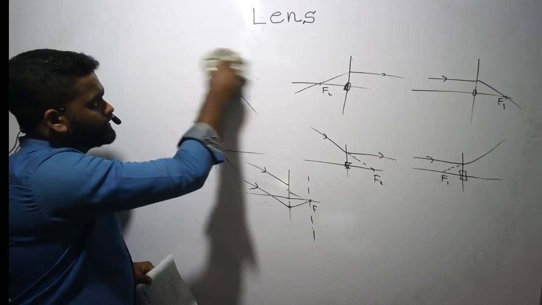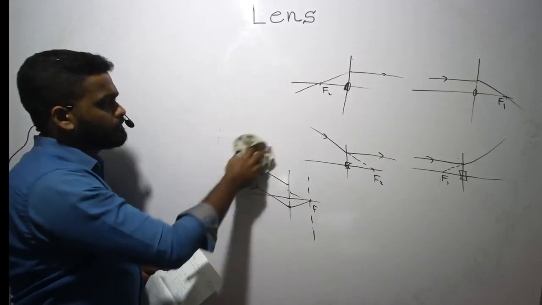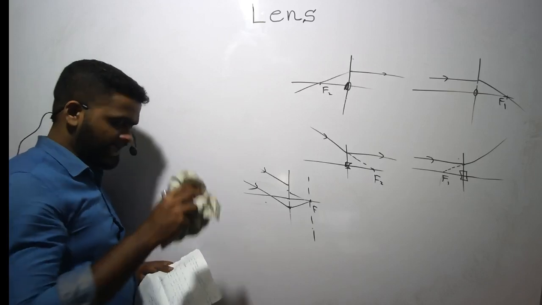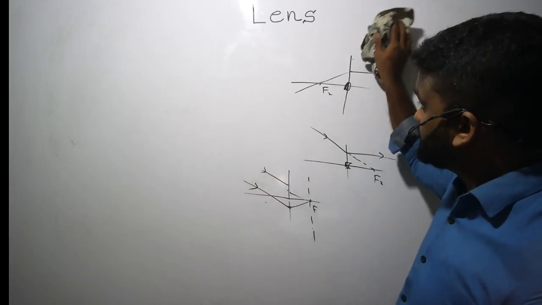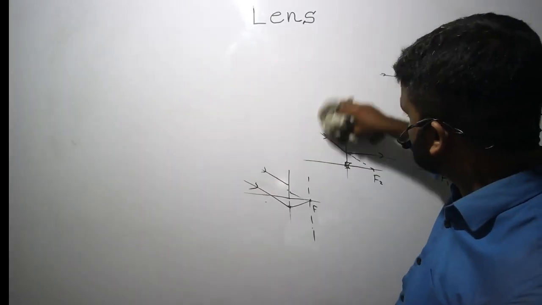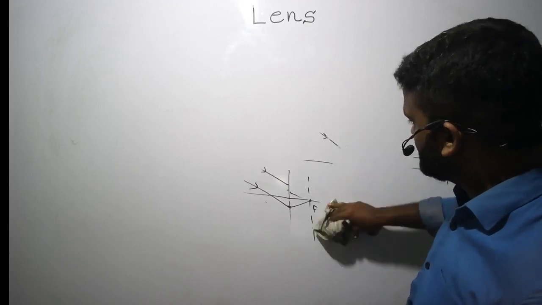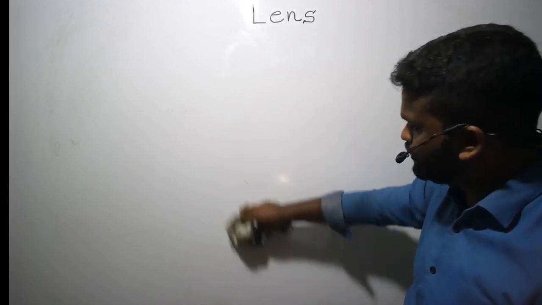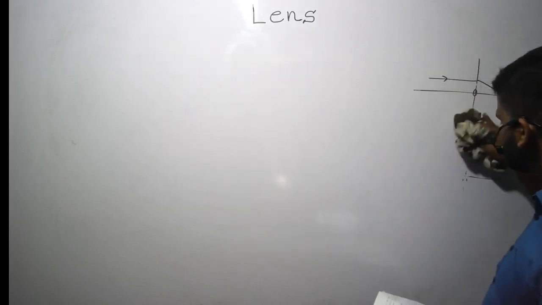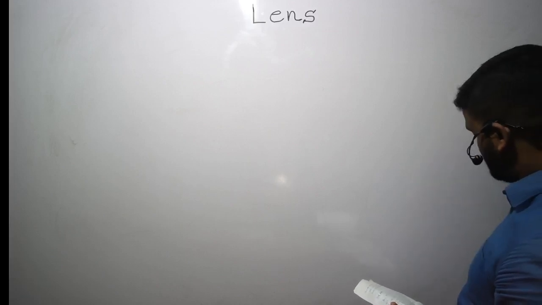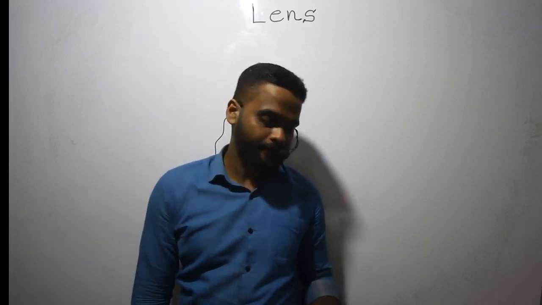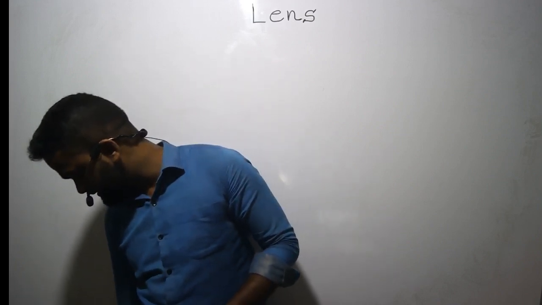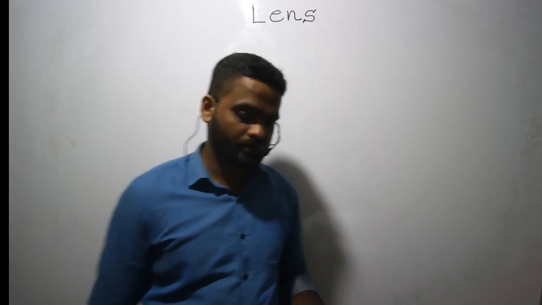Under that: plane that goes through the focus, normal to the principal axis. Plane, right? A plane that goes through the focus normal to the principal axis.